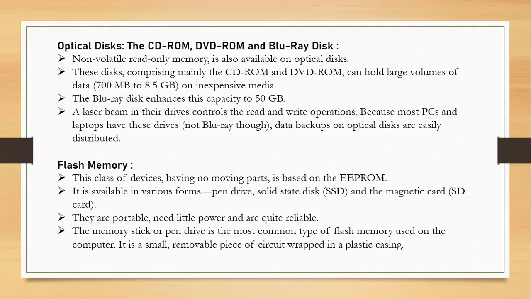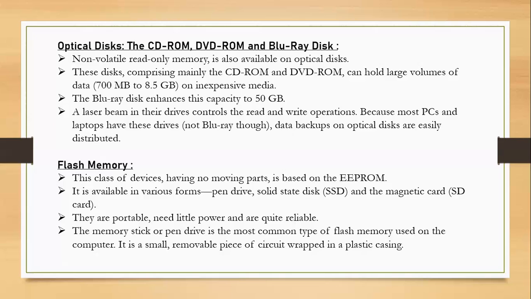It's available in forms such as the pen drive, the solid state disk, SSD, and the magnetic card, SD card. SD card you have probably seen in your smartphones. They are portable, need little power, and are quick and quite reliable. Reliable means you can depend on them because they are permanent storage. You can take out, insert, and share the data. You can depend on the data being stored on flash memories.